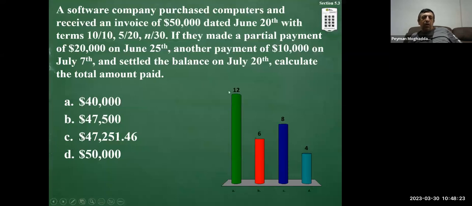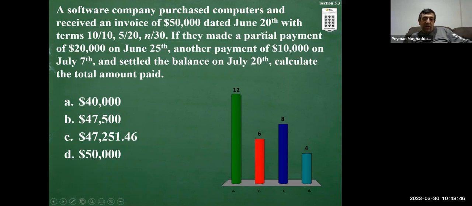Okay. A software company purchased computers and received an invoice of $50,000 dated June 20. The terms are 10/10, 5/20, and net 30. If they made a partial payment of $20,000 on June 25th, another payment of $10,000 on July 7, and settled the balance on July 20, calculate the total amount paid.